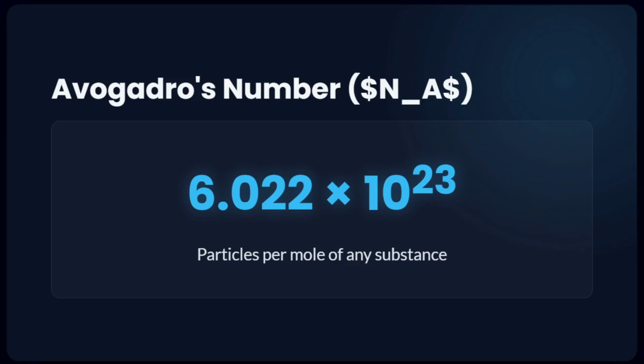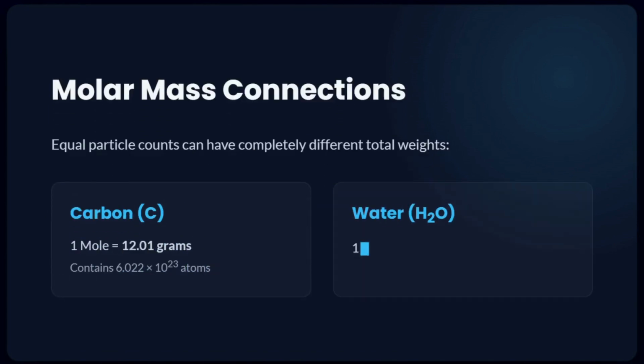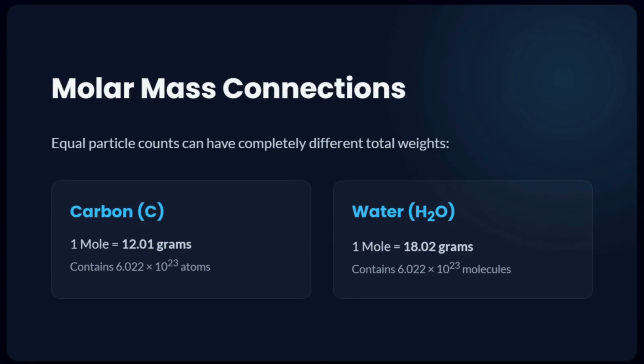To put this in perspective, if you had a mole of marbles, they would cover the entire planet Earth several miles deep. Even though a mole always contains the exact same number of particles, different substances have different masses. For example, 12 grams of carbon contains 1 mole of carbon atoms, while 18 grams of water contains 1 mole of water molecules.